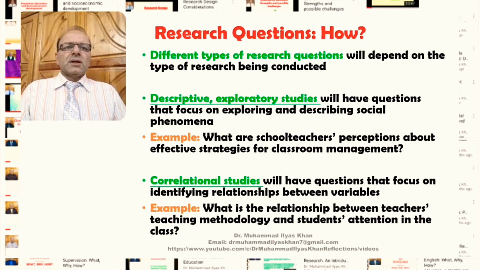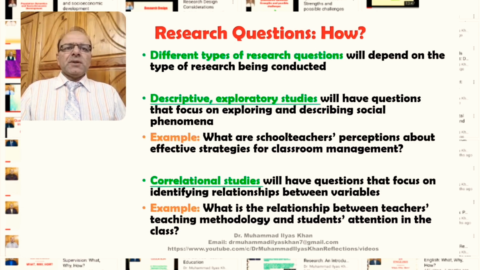Now, the how of research questions. So there are different types of research questions. And these research questions will depend on the kind of research type that we conduct. So, for example, descriptive research questions in exploratory studies will have questions that focus on exploring and describing social phenomena. An example of that could be, what are school teachers' perceptions about effective strategies for classroom management?